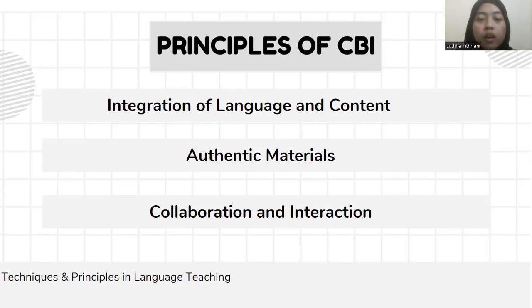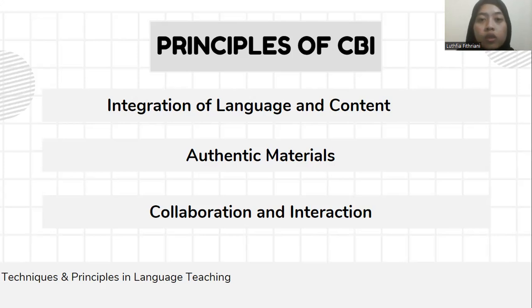This principle is the same as the principle of communicative language learning, in which the teacher can use authentic materials such as movies, articles, radio, or anything else in the teaching and learning process. By using authentic materials, the student will know how to use the target language in real life context. The third principle is collaboration and interaction.